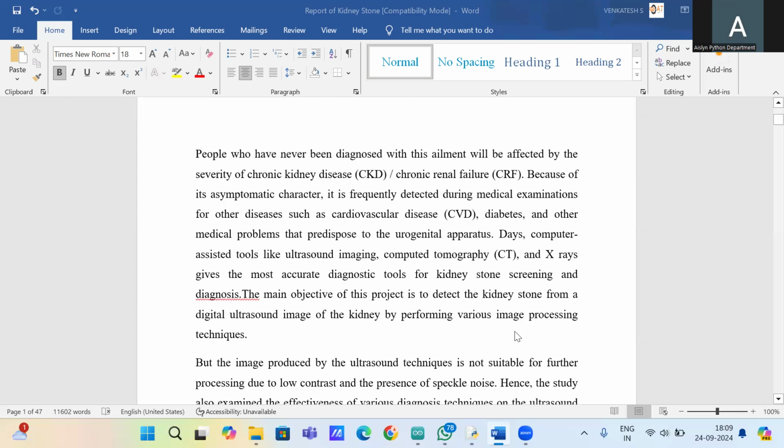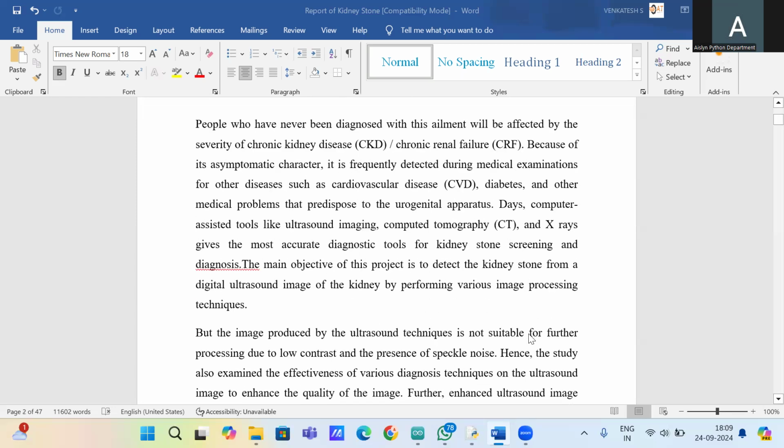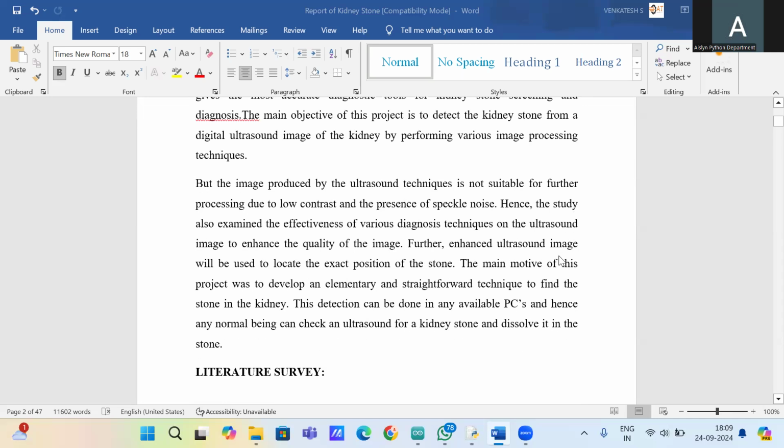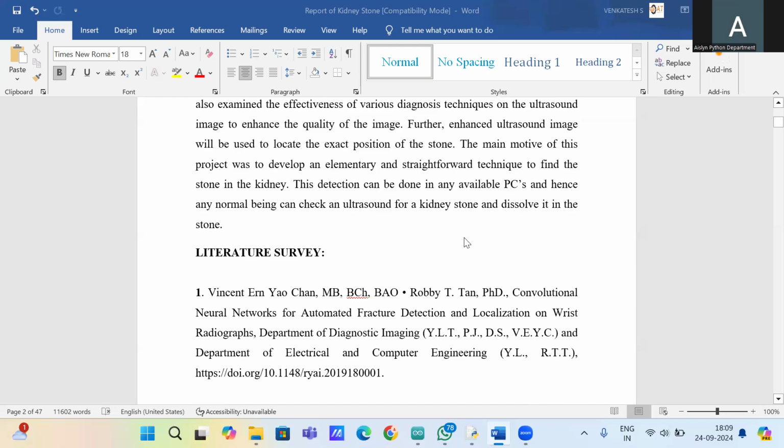The main objective of this project is to detect the kidney stone from a digital ultrasound image of the kidney by performing various image processing techniques. Further, the enhanced ultrasound image will be used to locate the exact position of the stone. The main motive of the project was to develop an elementary and straightforward technique to find the stone in the kidney. This detection can be done on available PCs, and hence any normal person can check an ultrasound for kidney stones.